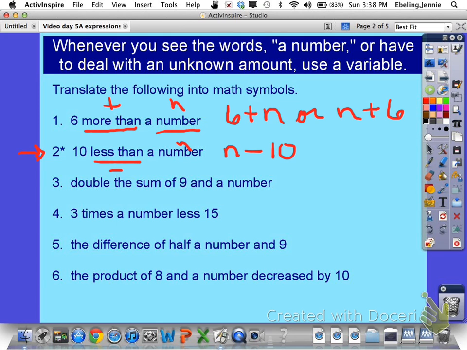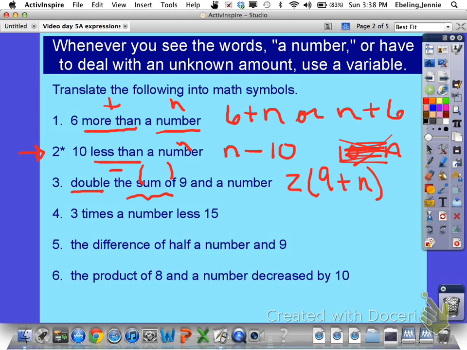Most students will try to put the 10 first over in the algebraic expression and write it 10 minus n, which does not mean the same thing as 10 less than a number. So make sure you don't do that. Number 3, double the sum of 9 and a number. Okay, double means 2 times something, but it's times the sum of. When you see the sum of, that means parentheses. The sum of, so that means there has to be an addition going on in those parentheses, 9 and a number.